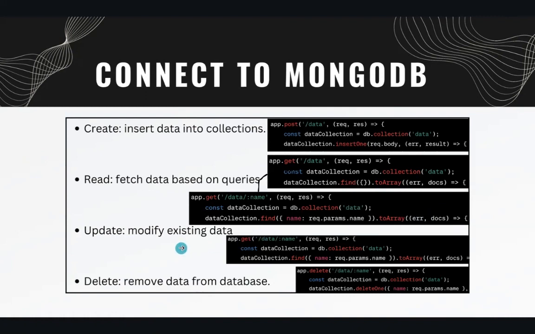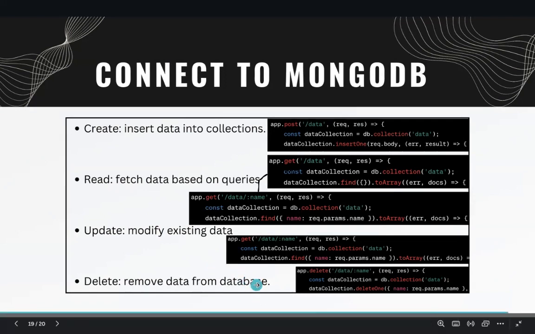Update means modify existing data, and this function requires both a condition to match with and the changes to apply. In the code here, we define a put route and use the updateOne method to update one record in our database. And finally, delete means remove data from the database. And it is done by defining a delete route, and we use the deleteOne method to delete one record.